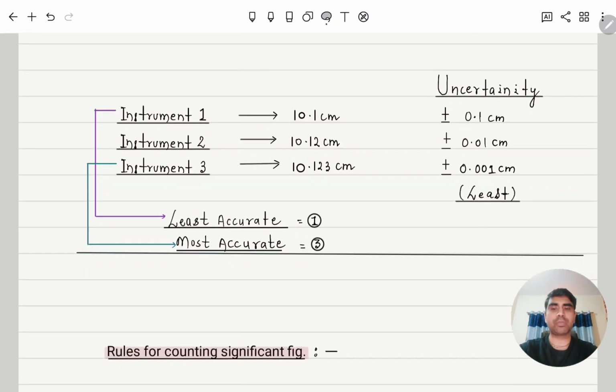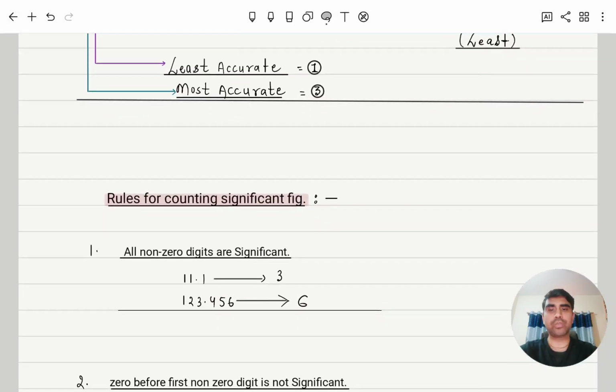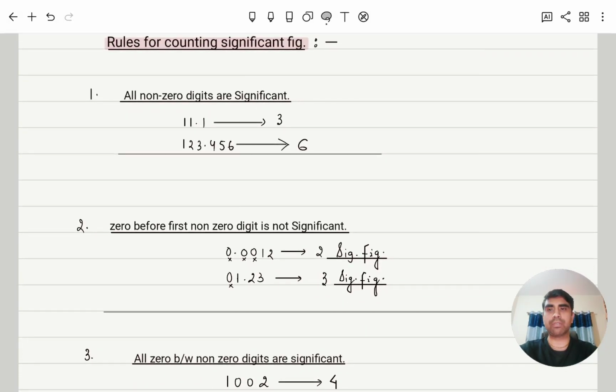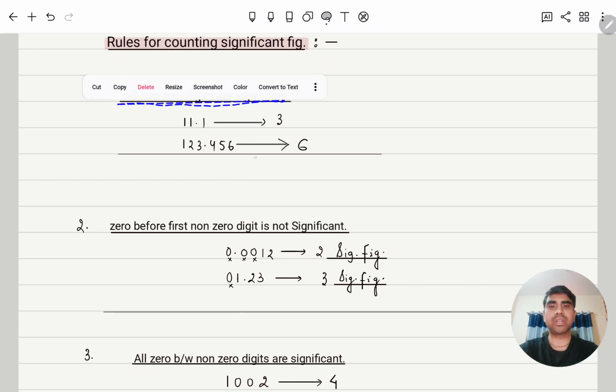Now, moving further, we will discuss the rules for counting significant figures. So, we will basically study 5 rules. Here you can see, all non-zero digits are significant. Yes, all non-zero digits are significant, like 3 and 6.